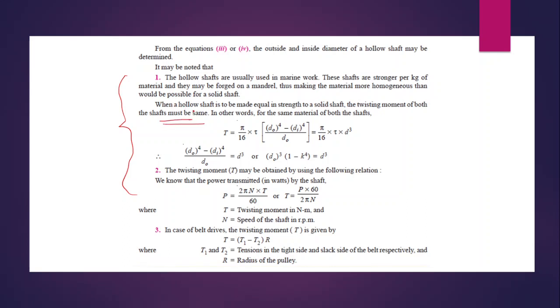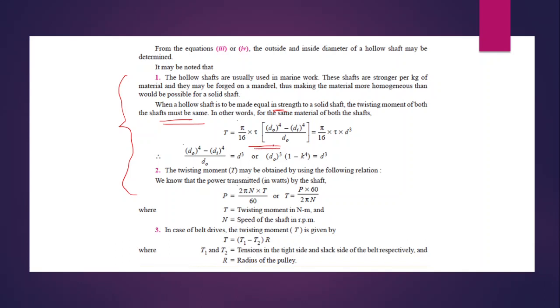When a hollow shaft is to be made equal in strength to a solid shaft having diameter d, and a hollow shaft having outside and inside diameters dO and di respectively, then T is equal to pi by 16 into tau into (dO raised to 4 minus di raised to 4) divided by dO.